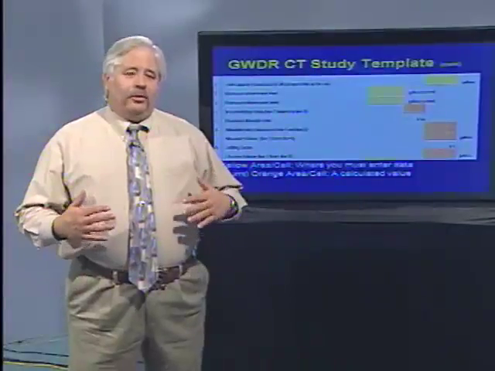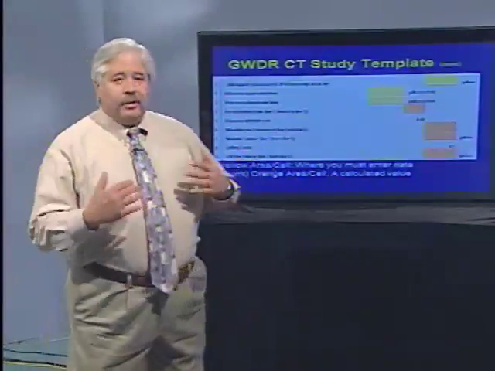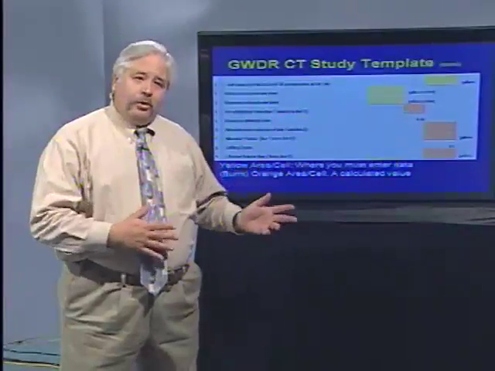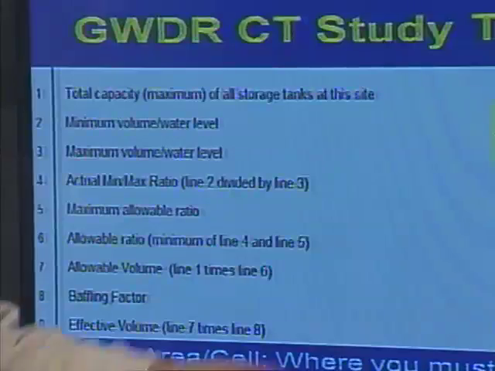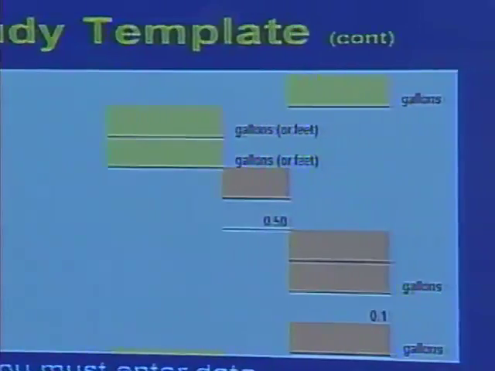And I wanted to talk to you about and show you, although the form has 15 lines, there are only a very few pieces of information that you have to compile in order to do a CT study at a groundwater plant. Anything that's in yellow is data that you have to enter.